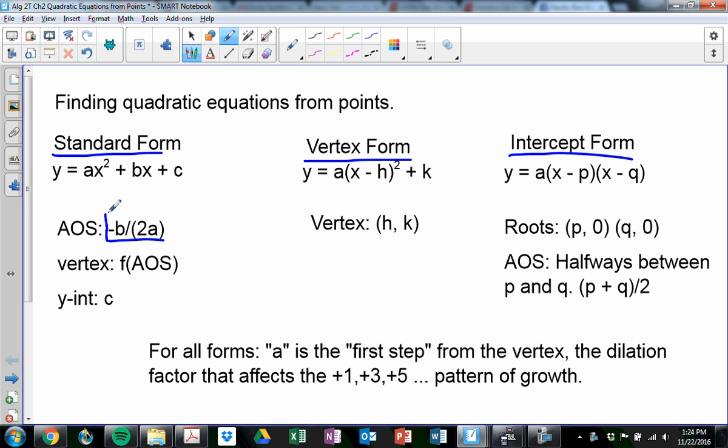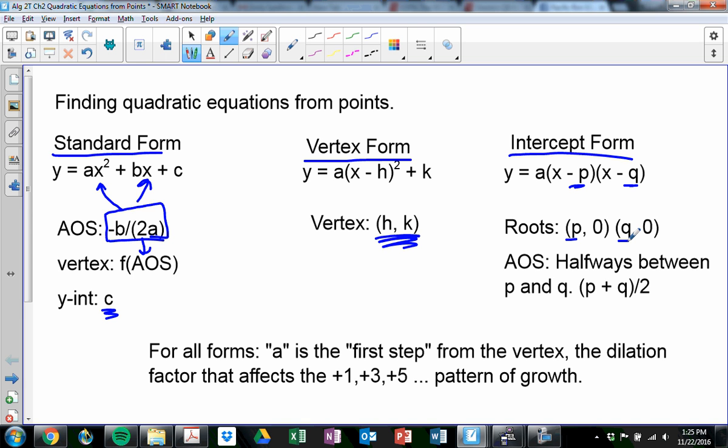To find the vertex, you take that value and plug it into x. You would plug it in here and here and calculate the vertex. And the y-intercept is always c. With the vertex form, the vertex is at (h, k). It's pretty convenient. And with intercept form, you have roots at p and q, which are the opposites of those numbers. Roots are at p and q.